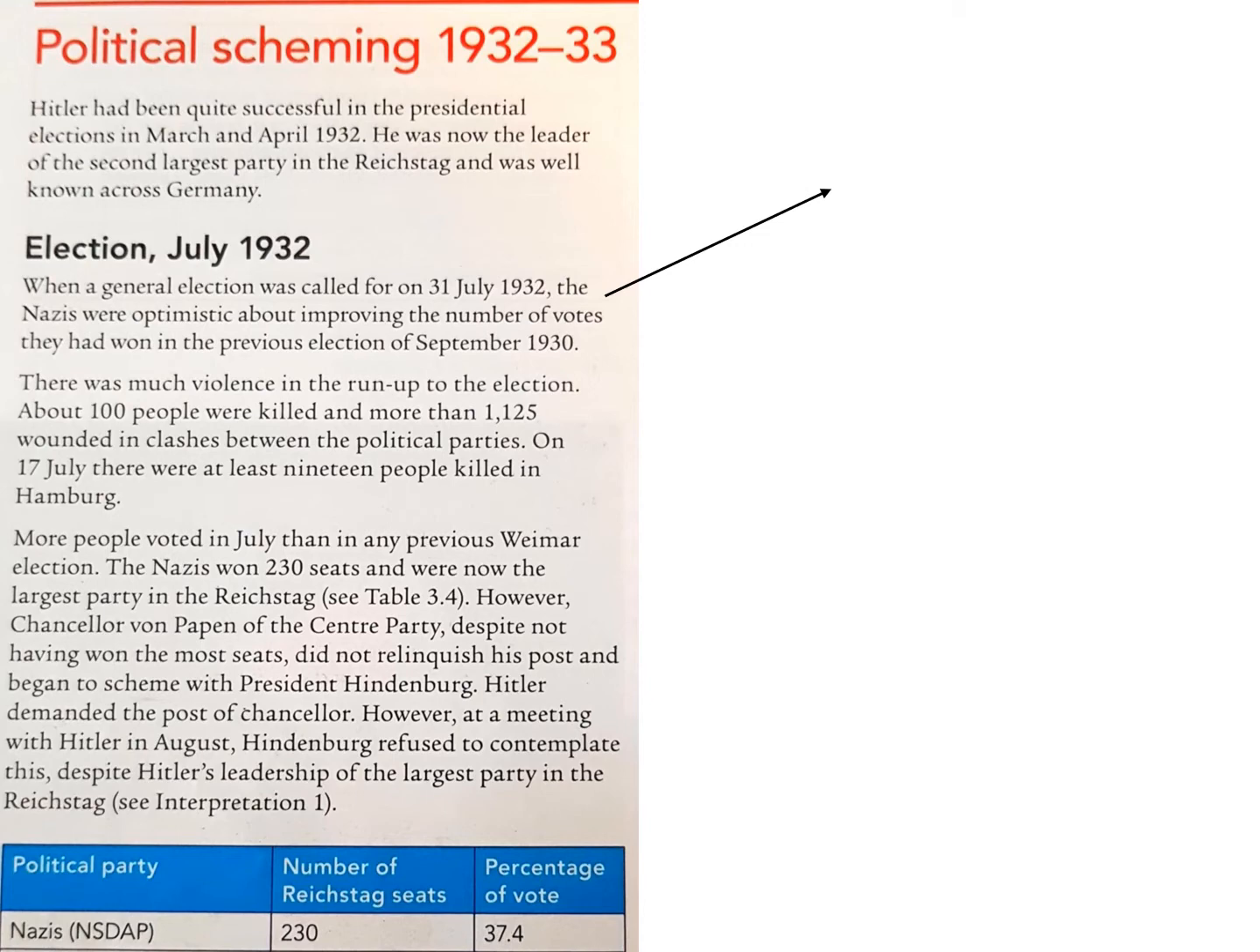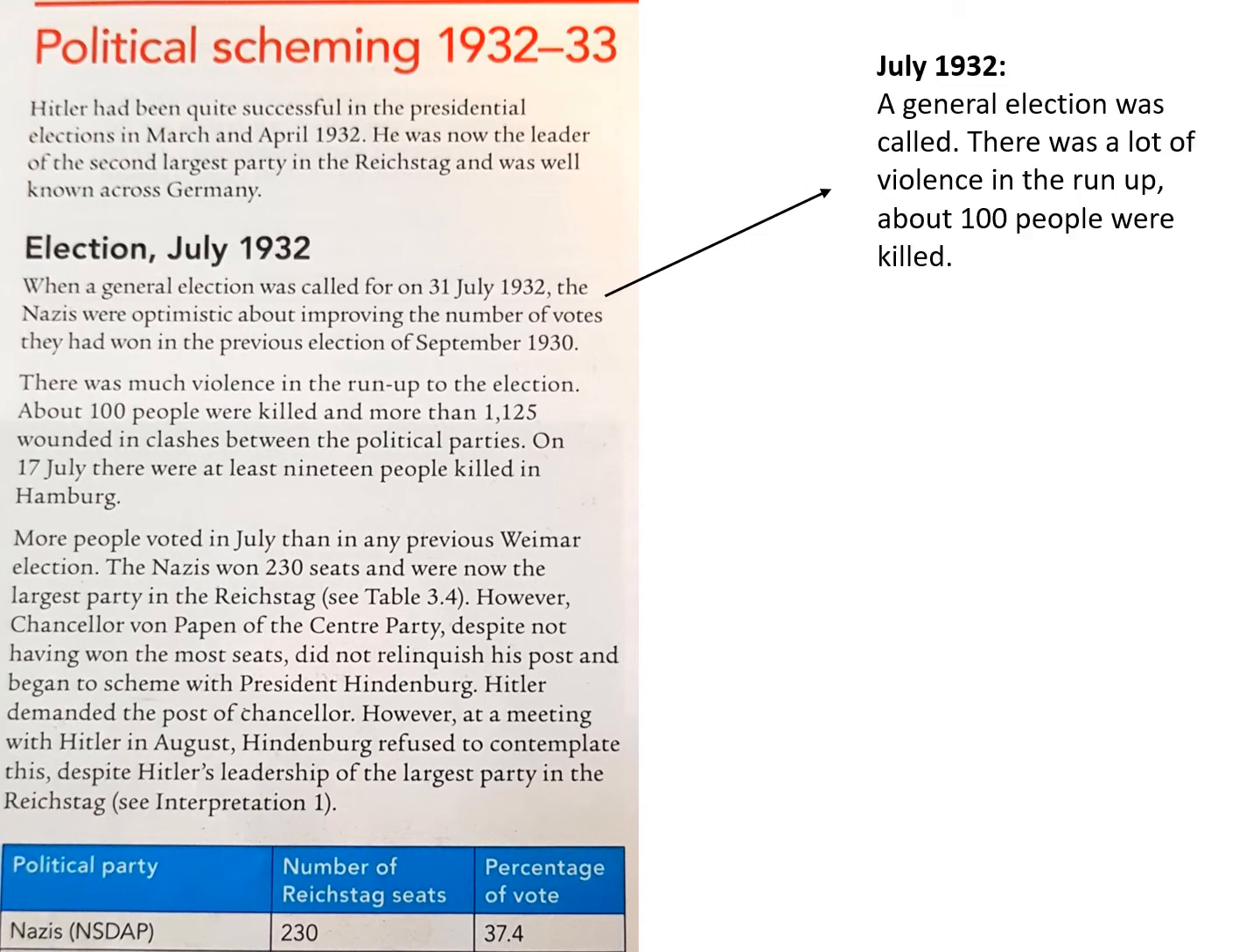And then I think we'll do a second event, which is what the results of the election will be, which is that bottom paragraph. So the first thing I would put on my timeline is July 1932. A general election was called. There was a lot of violence in the run-up and about 100 people were killed. So pop that down on your timeline.